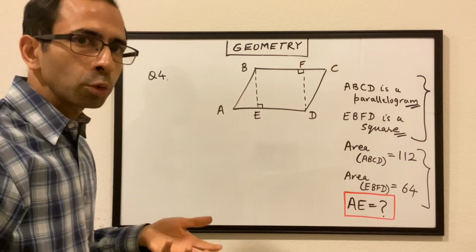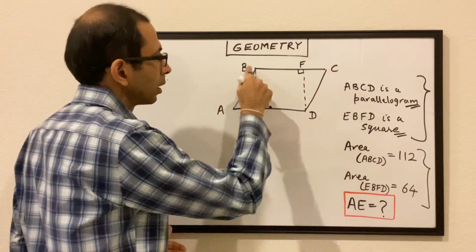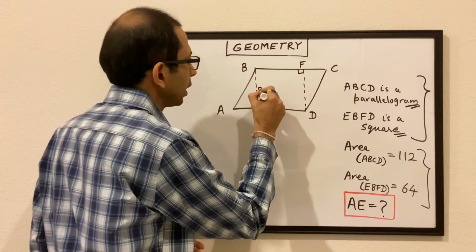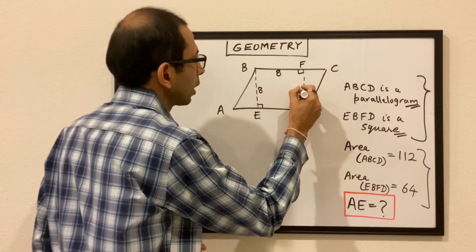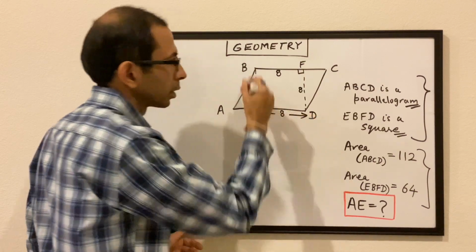Obviously the first thing which comes to our mind is that if the area of EBFD, the square, is 64, then each of these sides would be 8, right? So this side would be 8, this side would be 8, this side would be 8, and this side would be 8, right? Because it's a square.